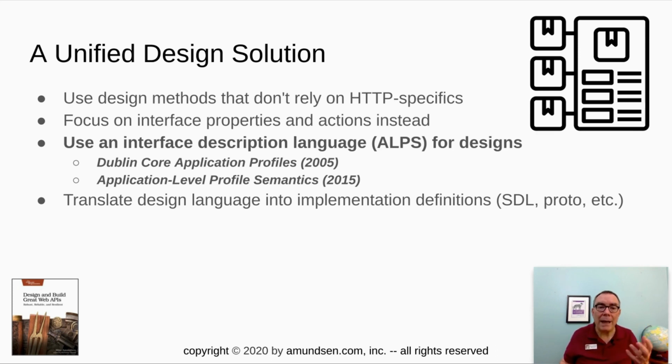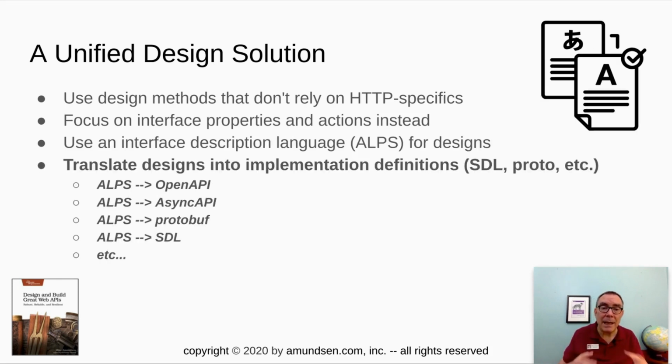Once we know how to do that, and I'll show you an example of that in a little bit, that means that we can translate our designs into implementation-specific elements. I can translate an ALPS design into OpenAPI specification, into AsyncAPI specification, into protobufs and SDLs and so on and so forth. So what we want to do is we want to start with a unified base. We want to describe things in an interface property and action way using a consistent language that can then be implemented in various ways.